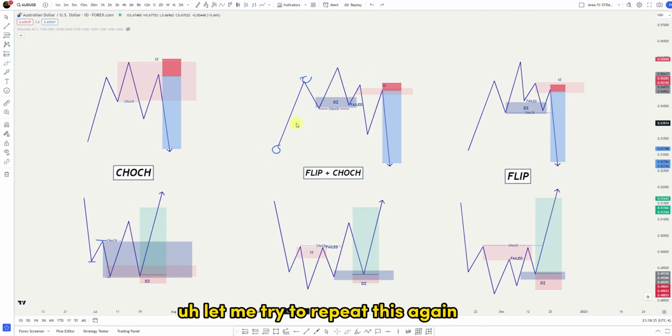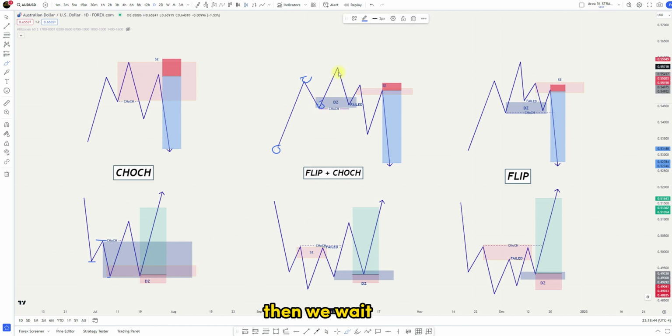Okay, let me try to repeat this again. Price was creating higher highs, higher lows, higher highs, and then we marked our demand zone, this area. Then we wait for the price to come back to our demand zone. But what we were expecting is for price to create a new higher high to break this structure here. Unfortunately, that did not happen. Demand was so weak, and all we wanted was to see this reaction that would clarify for us that this demand area is very strong or very important. Okay, price reacted to this demand zone, and then after that we see a drop that creates a failed demand zone and a change of character.